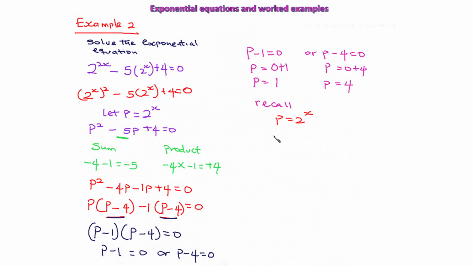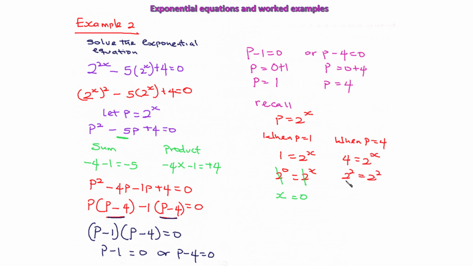Now, let's change the value. When p is equal to 1, that is 1 is equal to 2 raised to power x. Then you have 2 raised to power 0 is equal to 2 raised to power x. Then, since you have the same base, it cancels out. Then our x is equal to 0. But when p is equal to 4, we have 4 is equal to 2 raised to power x. Then you have 2 raised to power 2 equals 2 raised to power x. Then, since you have the same base, you cancel it out.